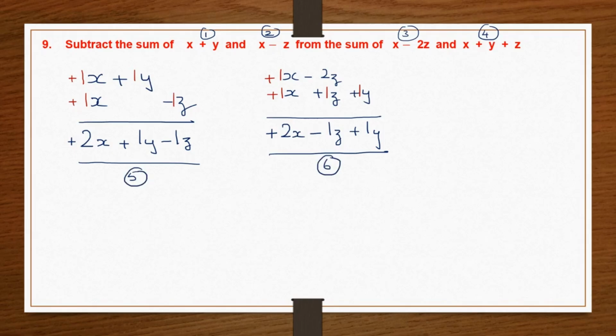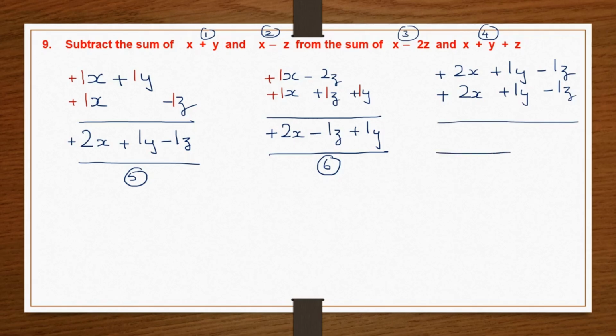Now we are asked to subtract the fifth expression from the sixth one. So that means the sixth one has to be written first. So let's write that plus 2x plus 1y minus 1z. Now let's write the fifth expression below this. So it becomes plus 2x plus 1y minus 1z. Okay, so we've written it all down. Now, according to the rule, when we subtract, we have to change the signs of all the terms in the second expression. So plus will become minus, plus is minus, minus is plus.